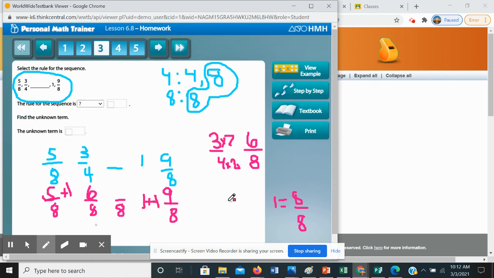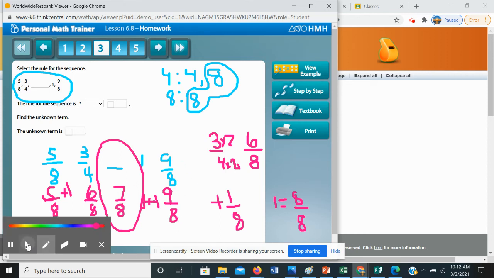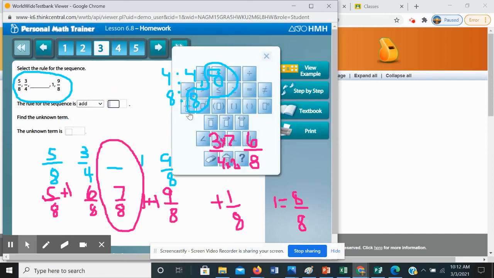I'm keeping my common denominator, so my rule is going to be adding 1/8. So I went from 5/8 to 6/8. So now this missing term is going to be 7/8. Okay? So now when I go put it all in my thing here, where I put my answers in the missing blocks, I know that I'm adding because my numbers went bigger, and I have to tell the rule first.